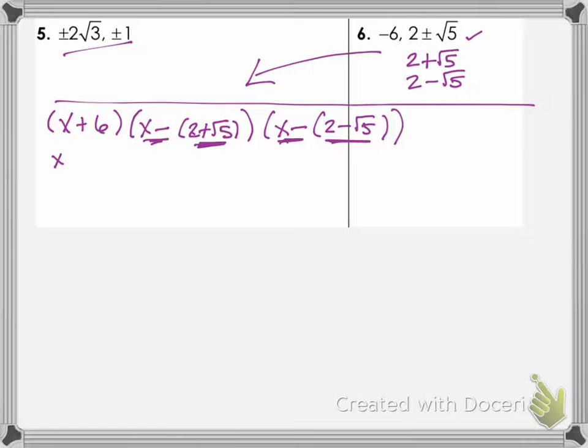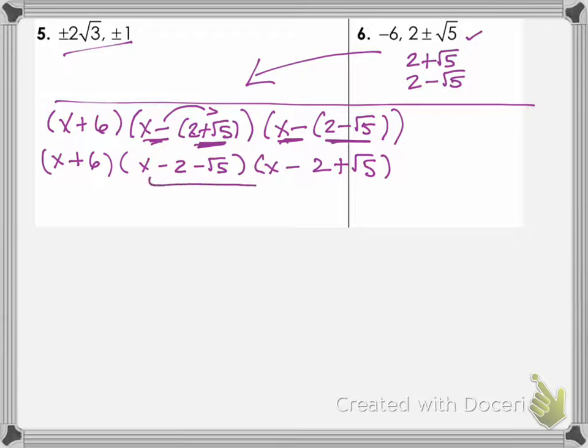simplified without parentheses. So you have x plus 6, and then you have x minus 2 minus the square root of 5, right? If I remove the parentheses, I have to distribute that negative. And then I have x minus 2, oops, no parenthesis, Mary. Sorry. Minus 2 plus the square root of 5. All right. So I am going to do these guys first.